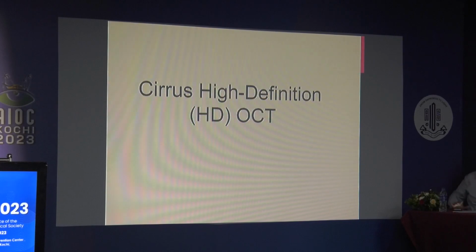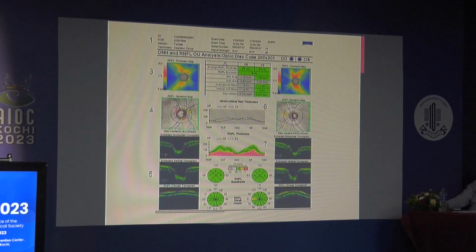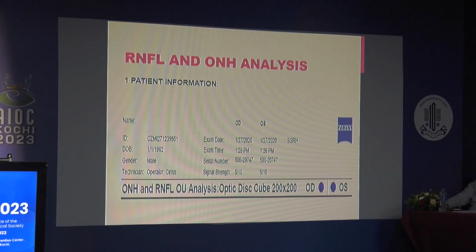I will be talking about Cirrus HD because we are using this, and I have no financial interest. I have divided the whole printout into 7 parts. We usually come directly to parts 6 and 7, but before that there are 5 parts which we should consider. The first one is patient information. Here we have to check the registration number, because if you use a new registration number every time, the machine will take it as a new case and will not compare with the previous data. Age and sex are important because they are used for the normative data.